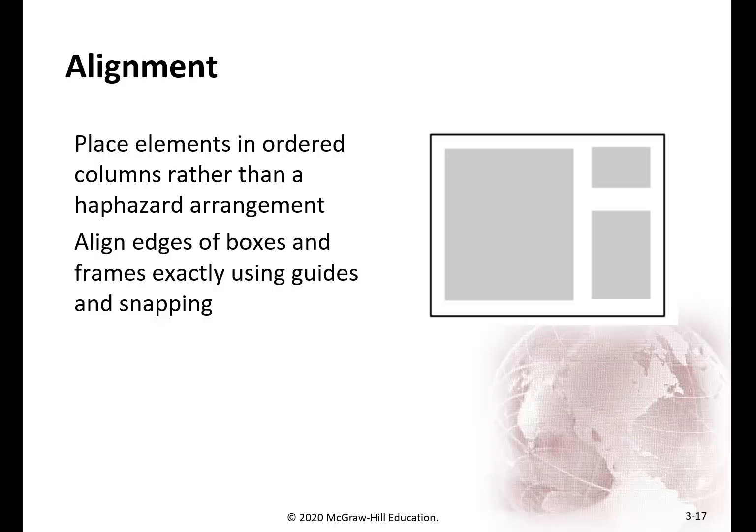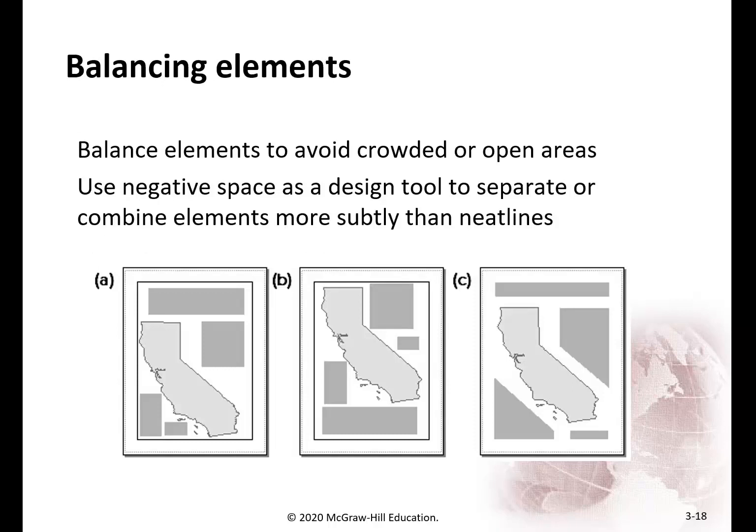One of the most underrated skills when it comes to map design is the effective use of negative space. The effective use of negative space on a map will allow you to better balance the elements represented on the map, avoiding overcrowding or unnecessarily open areas. The use of negative space is a design tool that will separate or combine elements in a more subtle way than using neat lines. Maps often look better when a map designer can effectively use negative space rather than putting every element within a neat line.